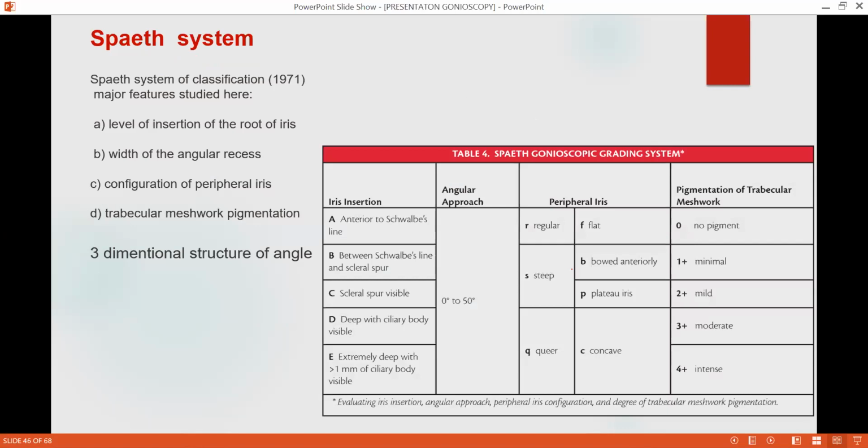The Spaeth system of classification uses 4 features. It uses the level of iris insertion, width of the angular recess, configuration of the peripheral iris, and the amount of trabecular meshwork. It is graded in a particular way, and it basically gives a 3-dimensional view of the angle.